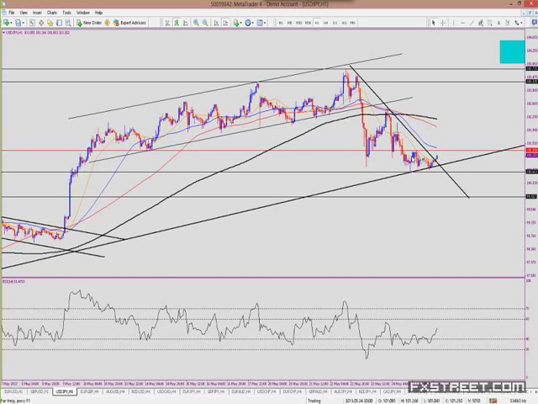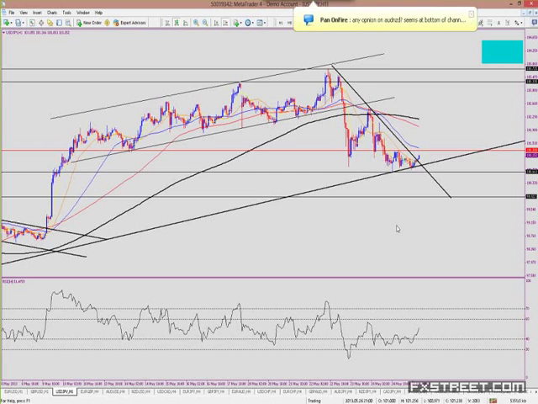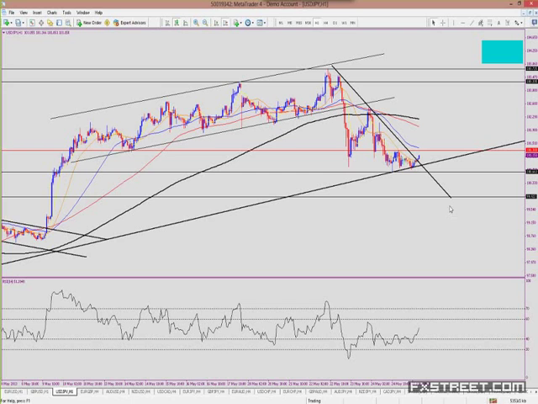Okay. I can't generalize whether a horizontal pivot or resistance support is more important than a sloping trend line. But what you want to gauge the strength with is how the market reacts to those trend lines. The more aggressively the market reacts to those trend lines, the more important the break of the trend line is.